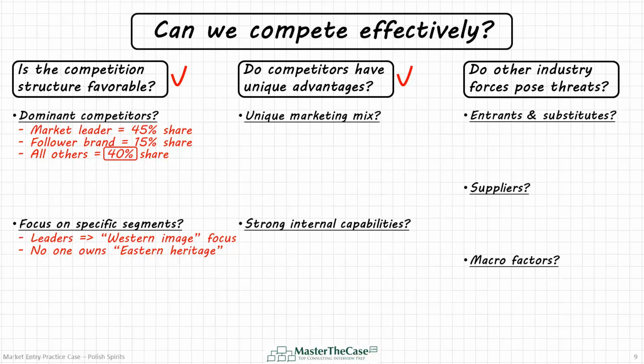I see. On the first point, the entry barriers into the UK are low, so there could be other entrants. However, none of the potential entrants, or substitutes for that matter, that we know of can match our quality. That's good. Next, suppliers. Do we have to deal with powerful suppliers that can have a negative impact on our costs? No. Okay. And finally, macro factors.